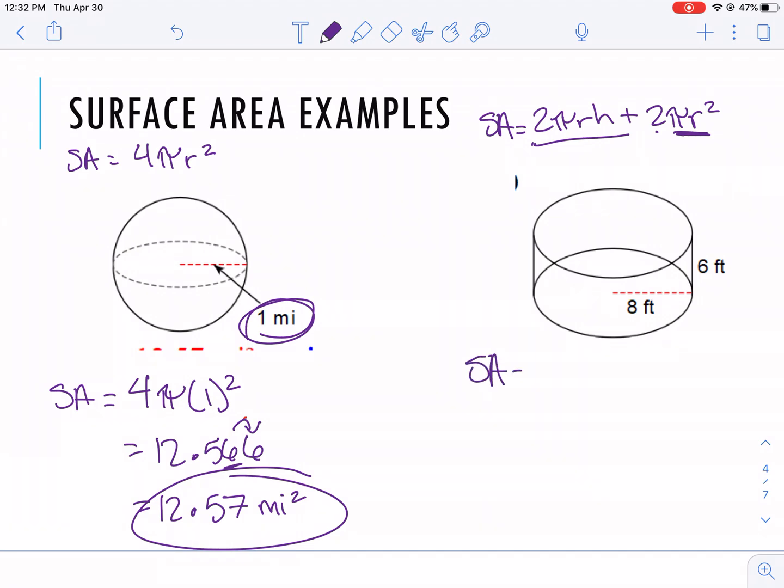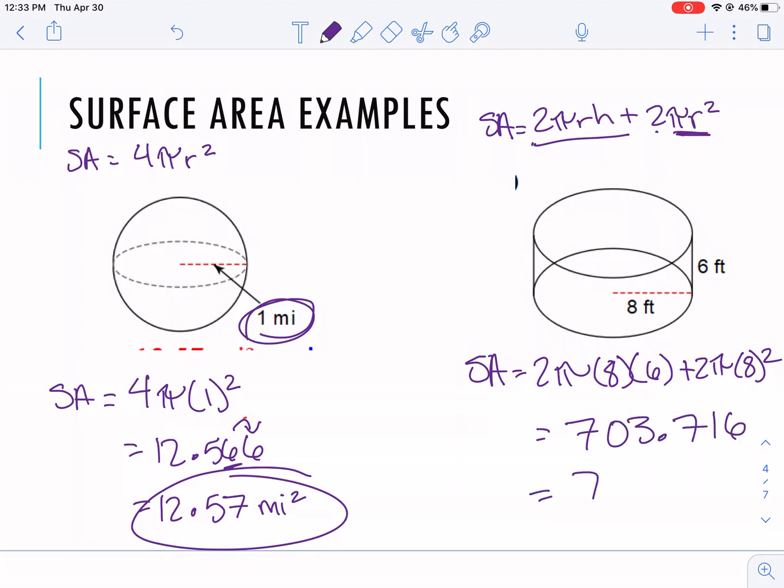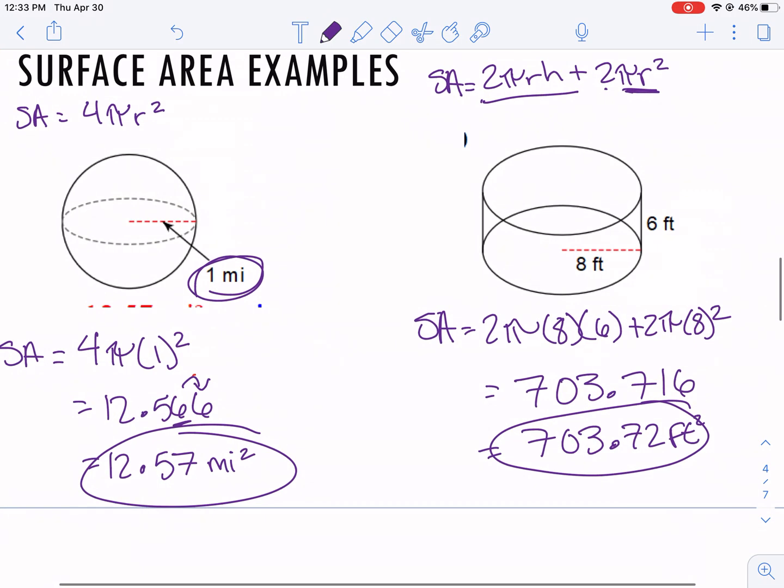So we're going to plug it in. So 2 pi, the radius is 8, the height is 6, and then 2 pi 8 squared. So I am going to type this into my calculator all at once. So 2 pi times 8 times 6 plus 2 pi times 64, 8 squared. So I get 703.716. So that rounds up to be 703.72 feet squared.